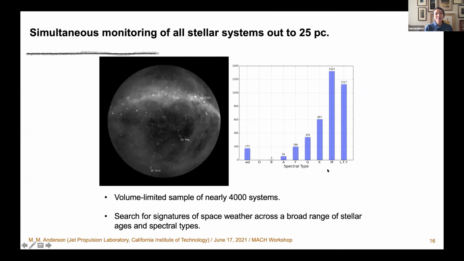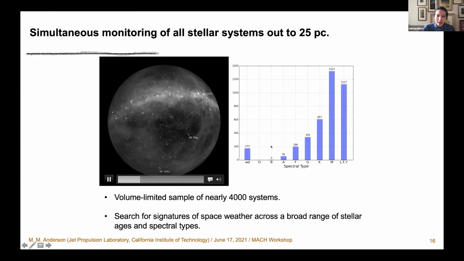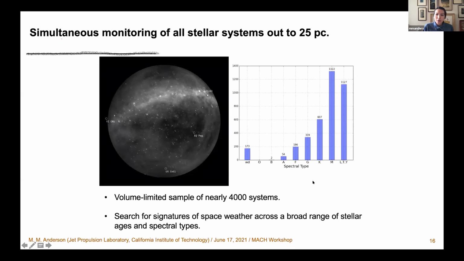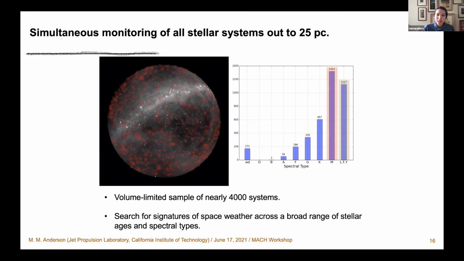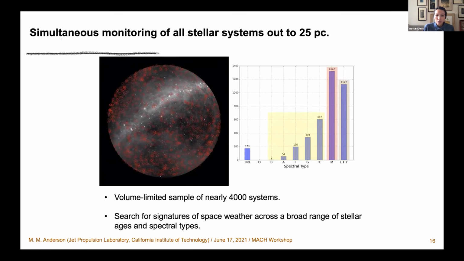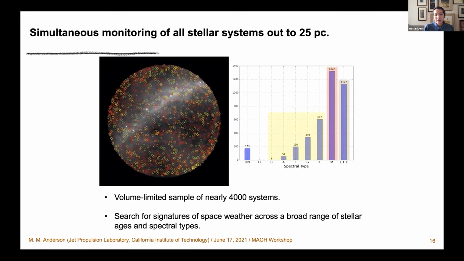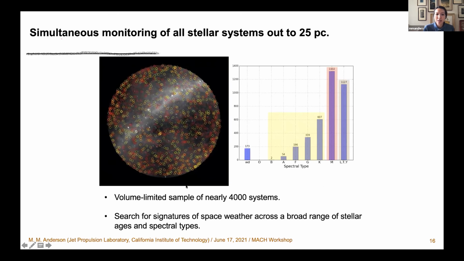This is just a nice movie to demonstrate our observing strategy. This is a movie showing the full viewable hemisphere above the array. The sky is rotating, and I've highlighted a set of active flare stars that we're monitoring, but I also want to highlight our ability to simultaneously monitor every system out to about 25 parsecs. So looking at the ultracool dwarfs and brown dwarfs, as well as every M dwarf and all FGK stars, to look for both stellar radio emission and exoplanetary radio emission. This corresponds to continuous monitoring of about 4,000 systems.